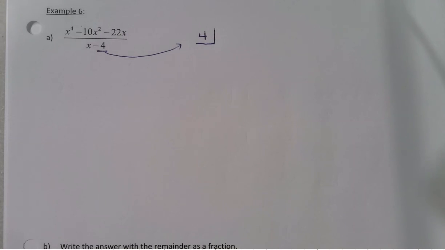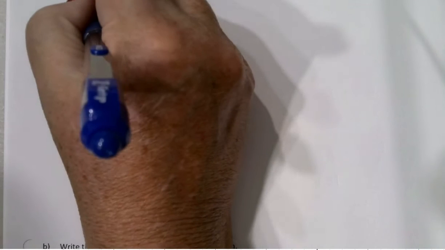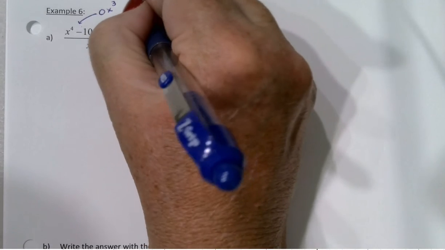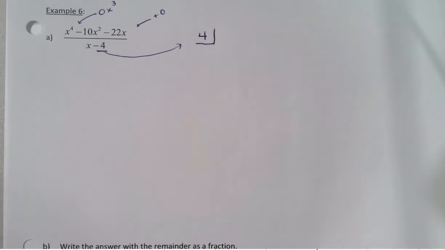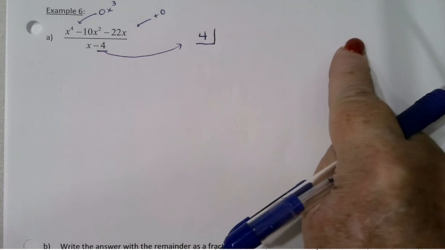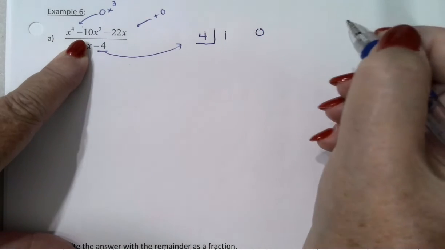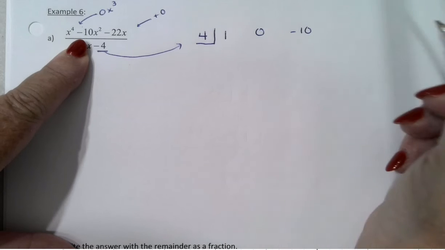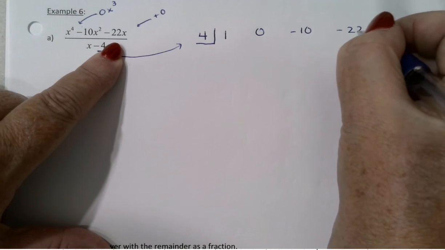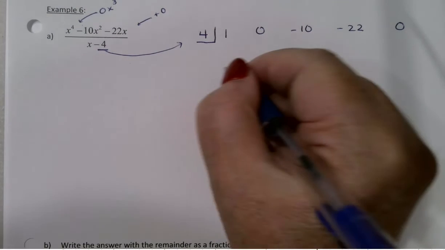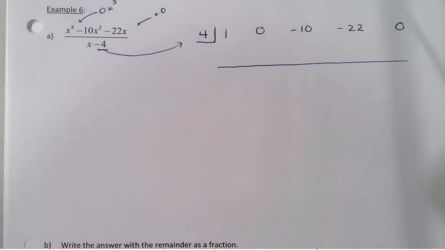And I have to be a bit careful here. There's terms that are sort of quote-unquote missing, right? I'm going to notice there would have to be a 0x cubed here, and actually a plus 0 at the end because there is no constant term either. So when I put all of my pieces in, it's going to look like 1, 0, negative 10, negative 22, 0. Okay? Those zeros are really important, or it's not going to work out correctly.